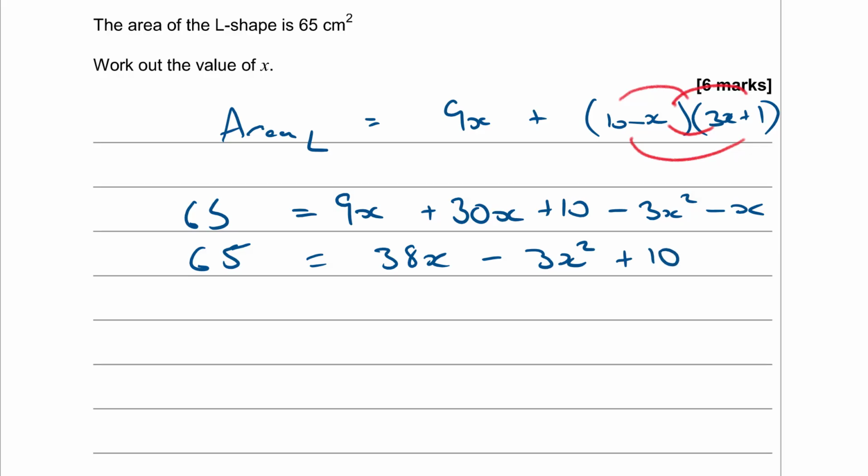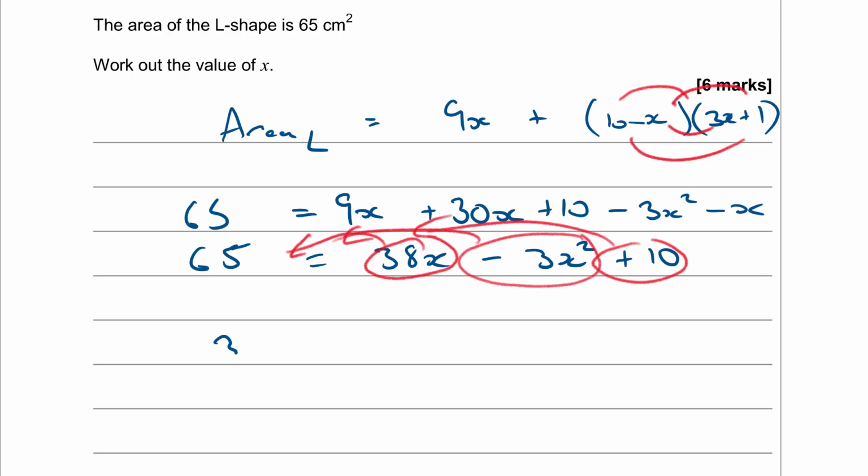Now, because it's a quadratic and I want to solve it, I want to get everything equal to 0. The easiest way is to move everything onto the other side so that my minus 3x squared term becomes positive. So I'm going to move all three terms over the equal sign. Putting them in order, that becomes positive 3x squared, my positive 38x becomes minus 38x, and my 65 subtract 10 becomes plus 55, and that is all equal to 0.